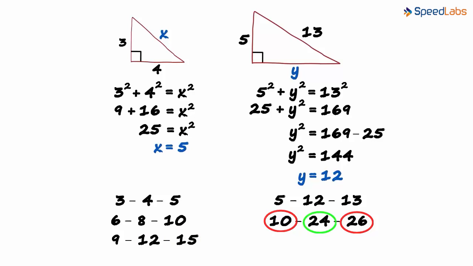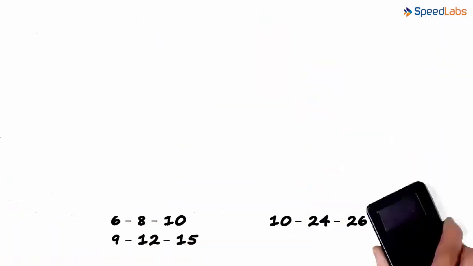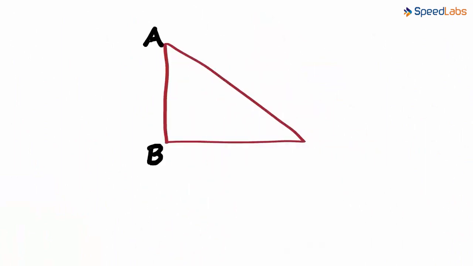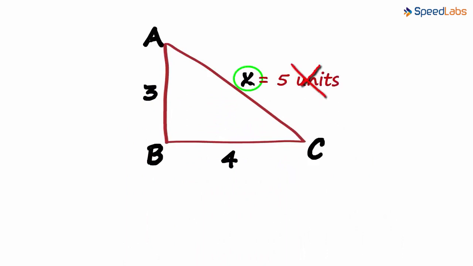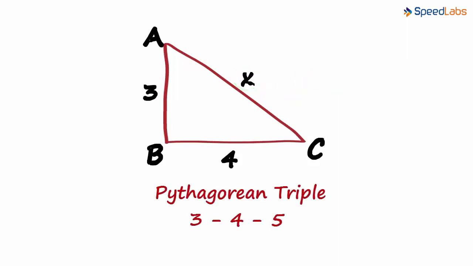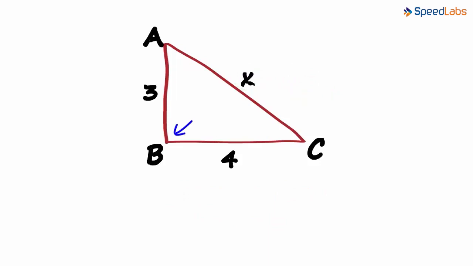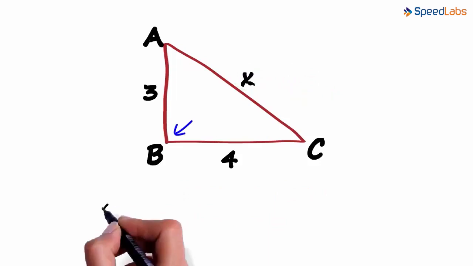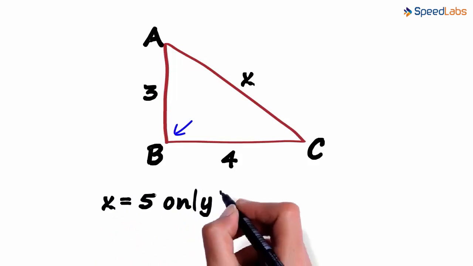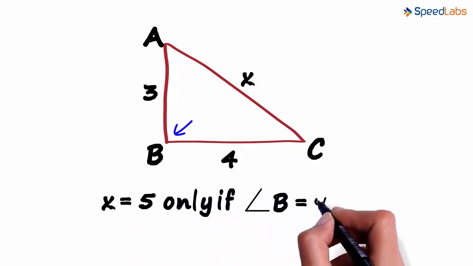But we need to be a little careful here. Let's say we have a triangle like this with sides 3, 4 and x. And we are asked to find the value of x. Do not assume x to be 5 units. Yes, we know it is a Pythagorean triple. But here we haven't been told that the triangle is right-angled. X will be equal to 5 units only if the measure of angle B is 90 degrees.